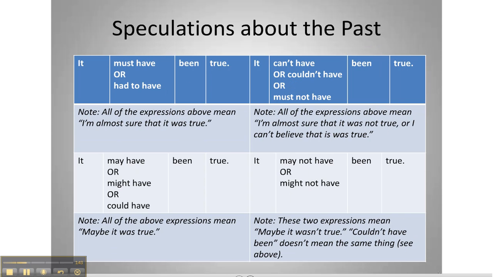Now these are guesses or speculations about the past, and now you're getting into a kind of grammar you may not have studied yet. You see what's happening here? You have the modal, you have in the base form. Remember, always a base form after a modal, but then you have a past participle.